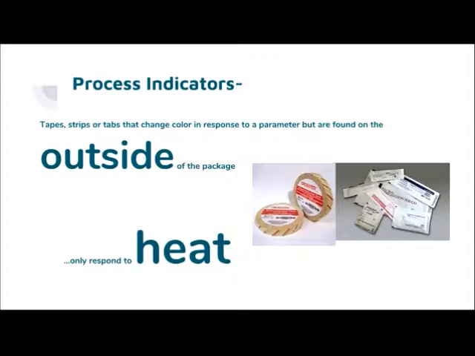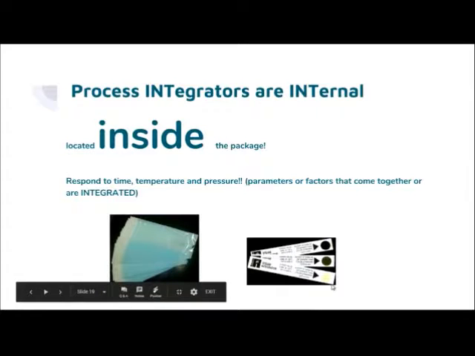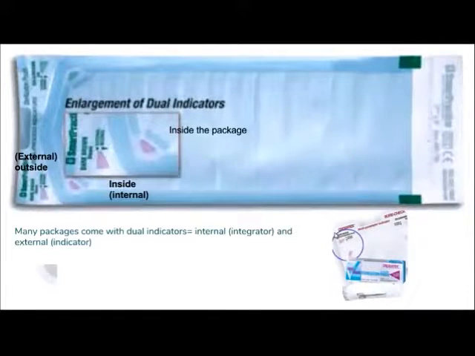This is my indicator. My integrator is inside of the package. And my integrator changes color if it gets time, temperature, and pressure all together. So we say these factors are integrated, meaning that they must happen together in order for the color to change. So clear here, colored here. So here's an enlargement of this.